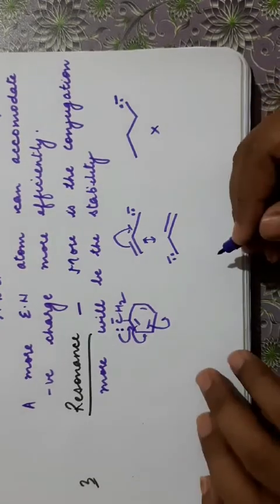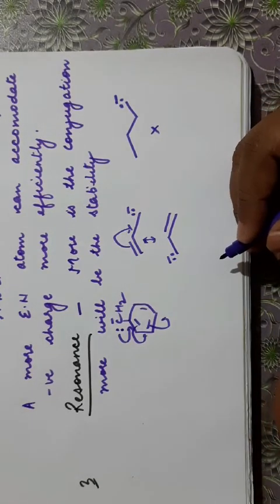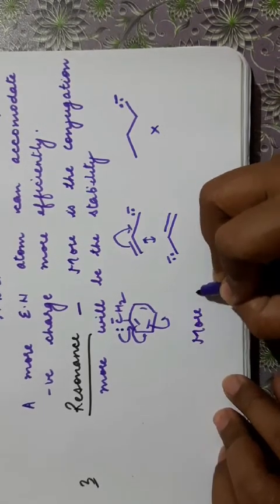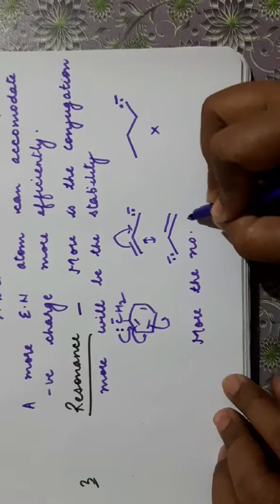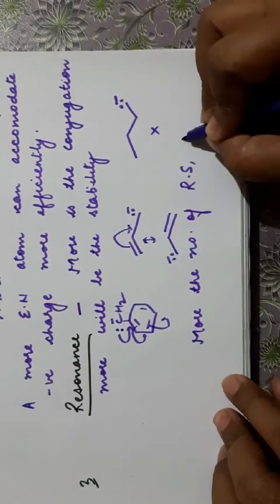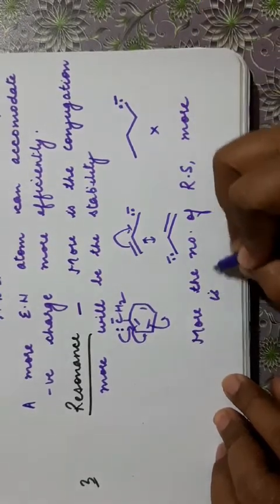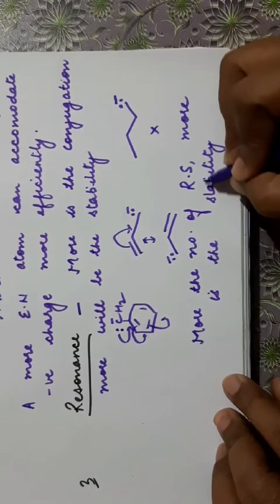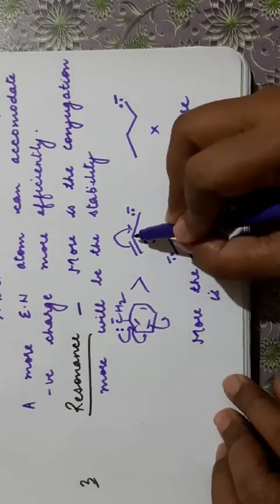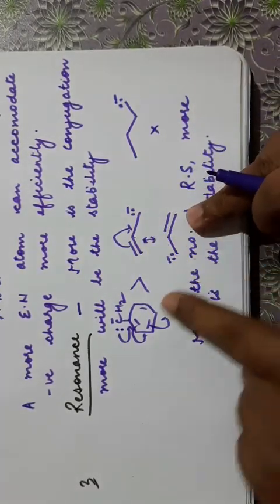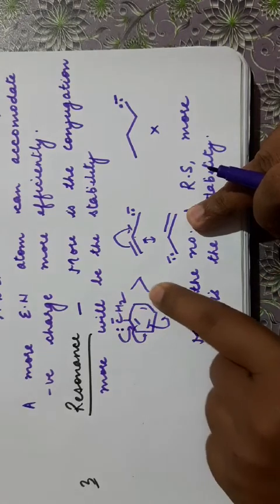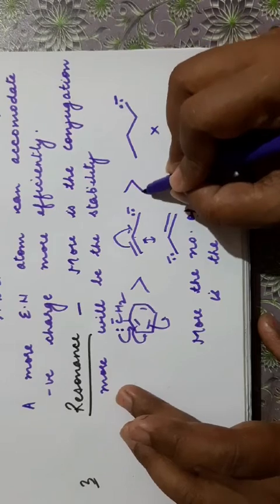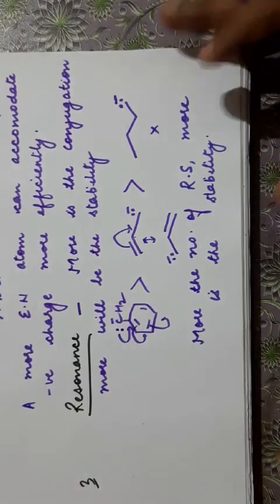Now more the resonance, or more the number of resonating structures, more will be the stability. So out of these two, which will have higher stability? Now you can conclude this one is more stable than this because there are only two resonating structures here. Here this negative charge will spread over the 6 carbon atoms, and here there is no resonance, it will be least stable. So this is the importance of resonance.